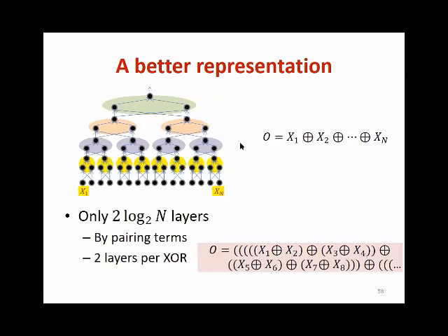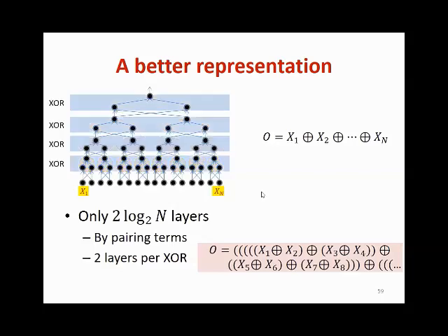So the total depth of the network is going to be log base 2 of n layers of XORs. Each XOR layer requires 2 layers of neurons. So you need 2 times log n layers. So the total number of layers in this network is simply going to be 2 log n. And the total number of neurons is going to be 3 times n minus 1.